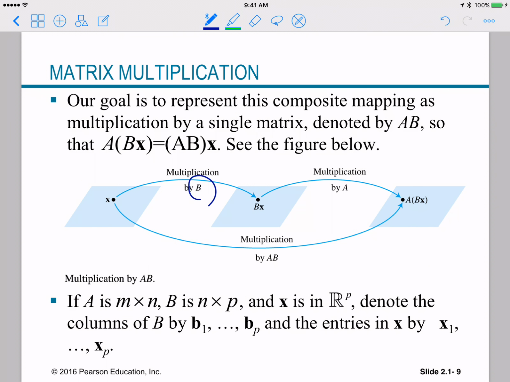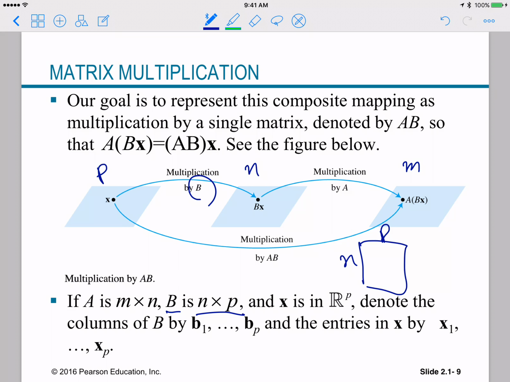So this was B, so we have to consider B first. So B is n times p, and then the input vector dimension is p, and then it should be n, and then it's further transformed into a vector of dimension m.